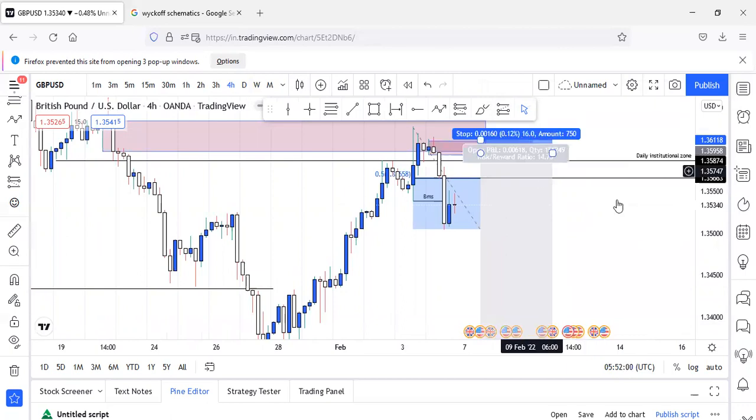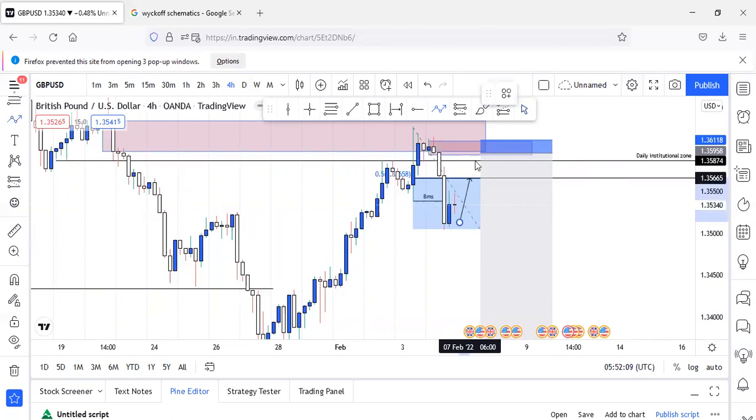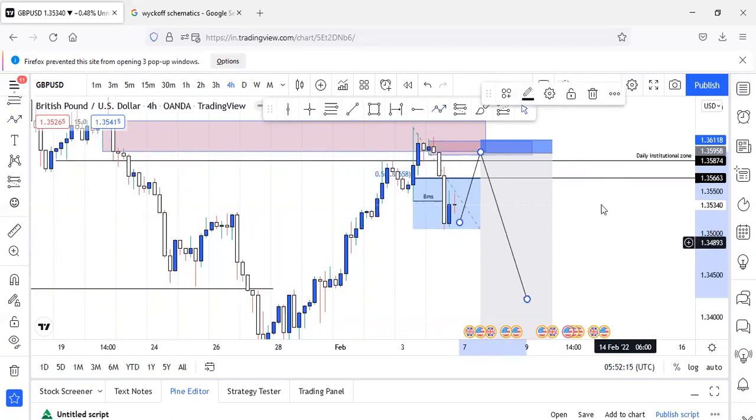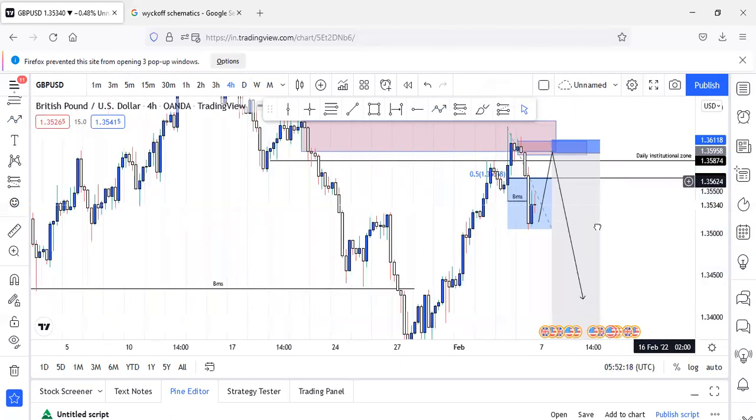I'll look for MMSM onwards on the 15 minute or 5 minute time frame before I actually place my entry right here. That is, I'll be looking for my entry right here. Then I sell off. You understand? Okay, so that's my view about GBPUSD.